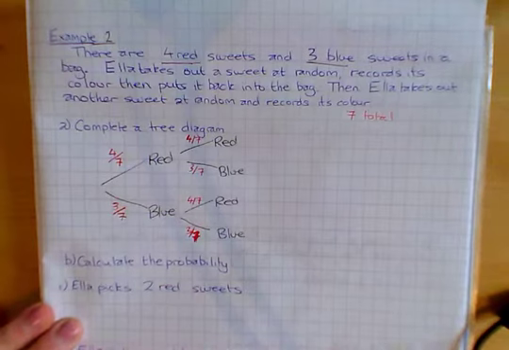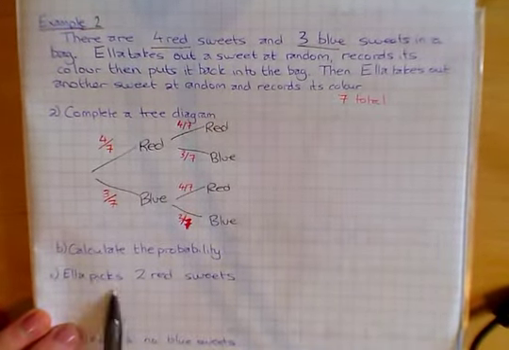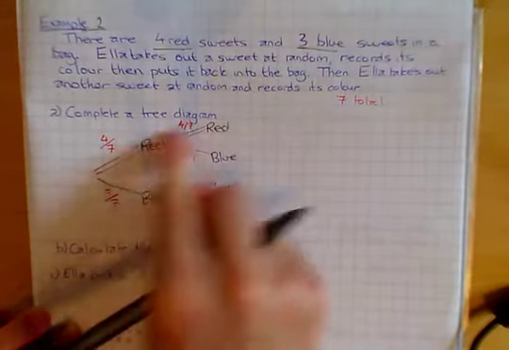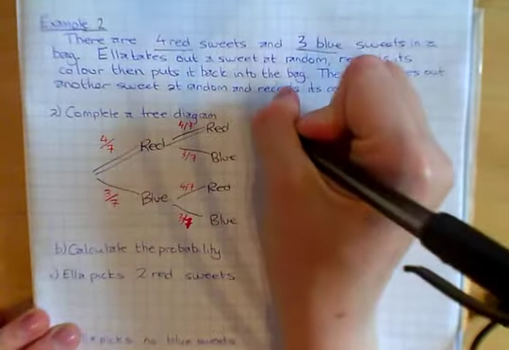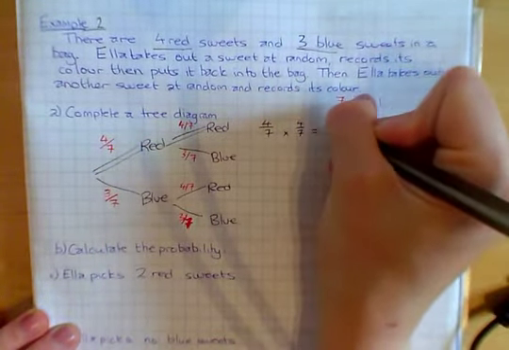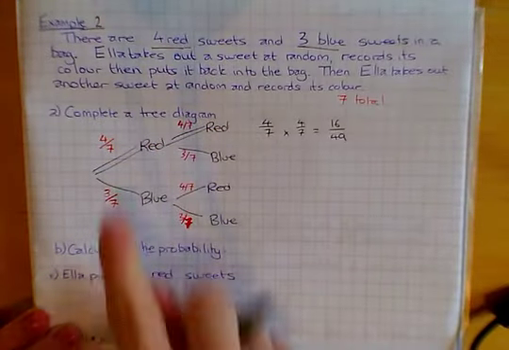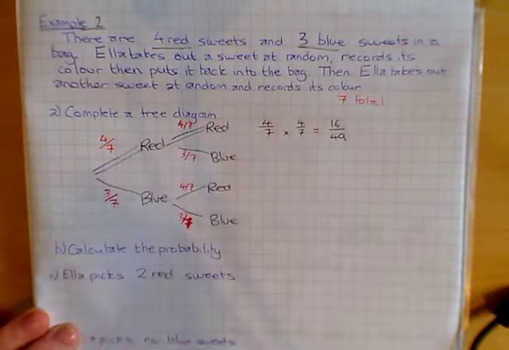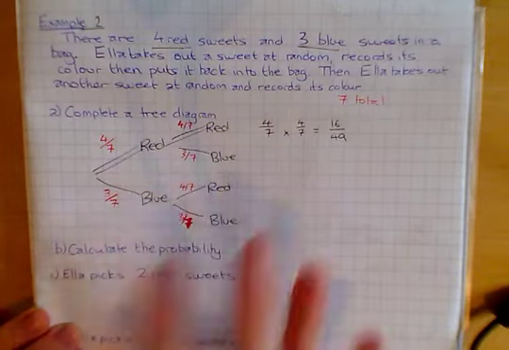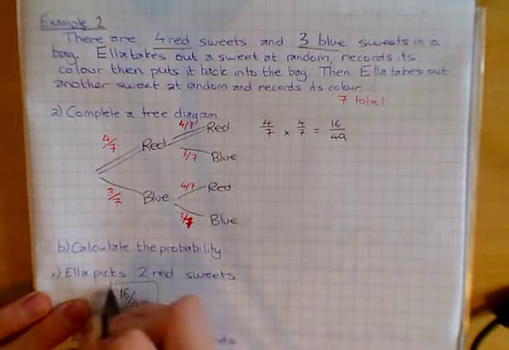I'm then asked to calculate the probability that Ella picks 2 red sweets. Now if she picks 2 red sweets, she picks a red sweet here and then a red sweet again. So we're going to be multiplying these two together. So 4 over 7 times 4 over 7 is equal to 16 over 49. And that's the only possibility that she could do to pick 2 red sweets. None of the other branches would satisfy that, so the answer here would be 16 over 49.